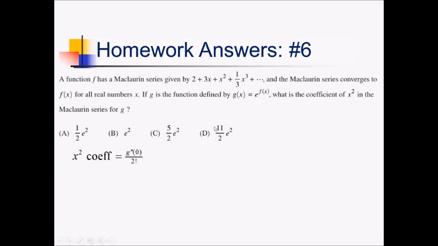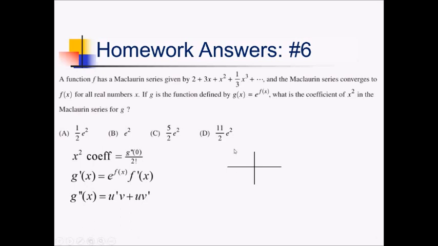For g prime of x, we're going to need to use the chain rule here. This is going to be e to the f of x times the derivative of this exponential part, so times f prime of x. So that wasn't so bad. That's g prime of x. For g double prime of x, however, we're going to need to use the product rule. So that's going to be u prime v plus uv prime. Let me set up my box and ribbon to help me with this.